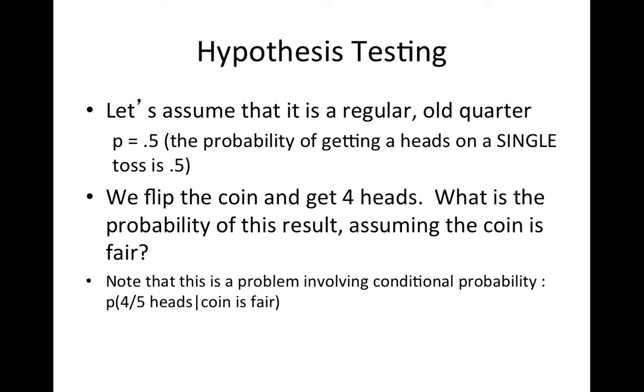Now let's assume that's a regular old quarter, and the probability is equal to 0.5. That is, the probability of getting heads on a single toss is 0.5. We flip the coin and get 4 heads. We can then ask the question, what is the probability of this result, assuming the coin is fair? Now note, the reason I mentioned conditional probability is that this is a conditional probability problem. What we're asking is, what is the probability of 4 out of 5 heads when the coin is fair? Because that's possible, right? If the coin is fair, what's the probability of getting 4 out of 5?